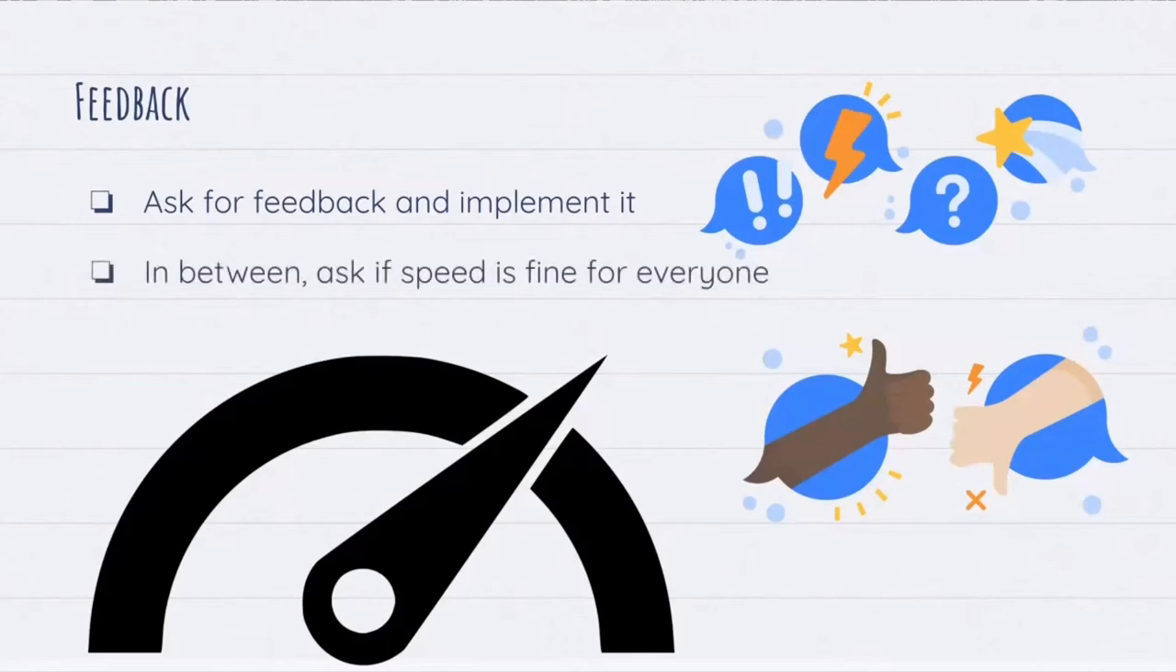And in between your presentation or your class, you want to ask if the speed you're talking or the speed you're going is fine for everyone, because some people might think I'm talking way too fast or way too slow. So you want to match everyone's learning styles, I guess.